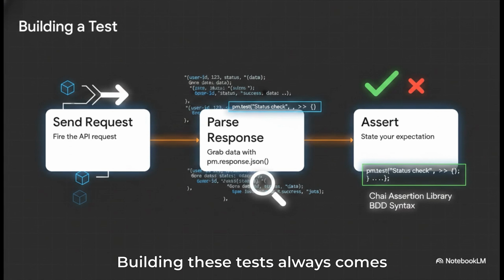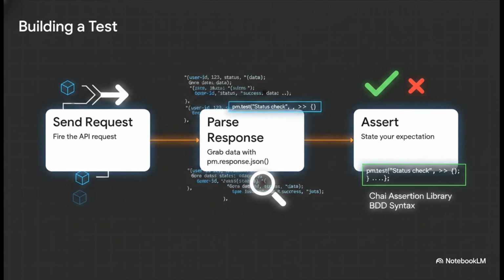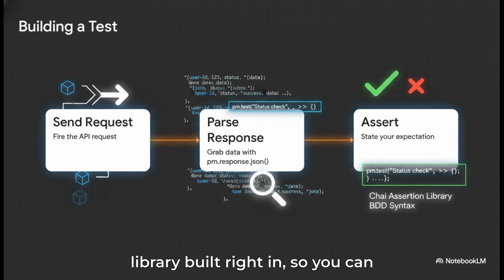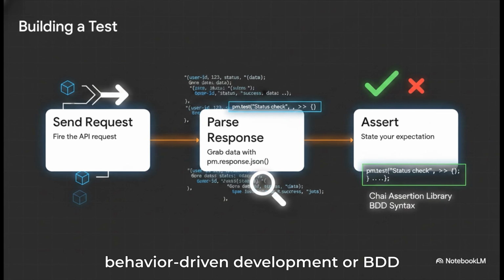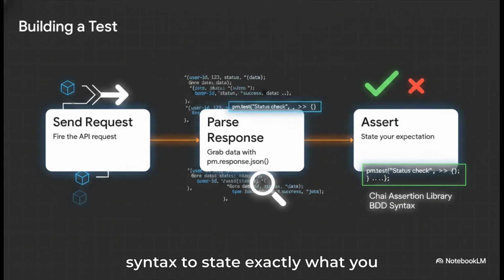Building these tests always comes down to a super simple 3-step rhythm. 1, you fire the request. 2, you parse the response data, usually just grabbing it with pm.response.json. And 3, you assert your expectation. Postman has the Chai assertion library built right in, so you can use this highly readable behavior-driven development or BDD syntax to state exactly what you expect the API to spit back.